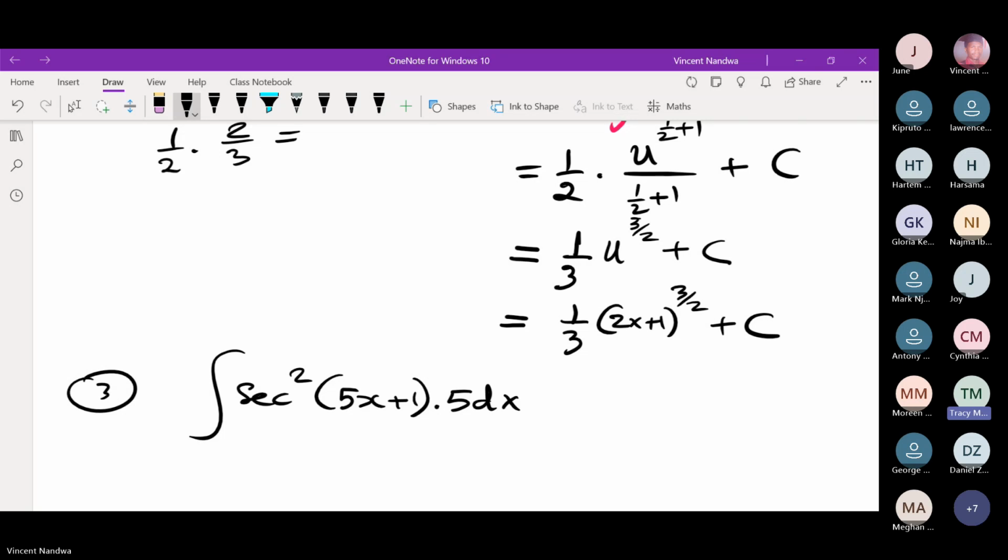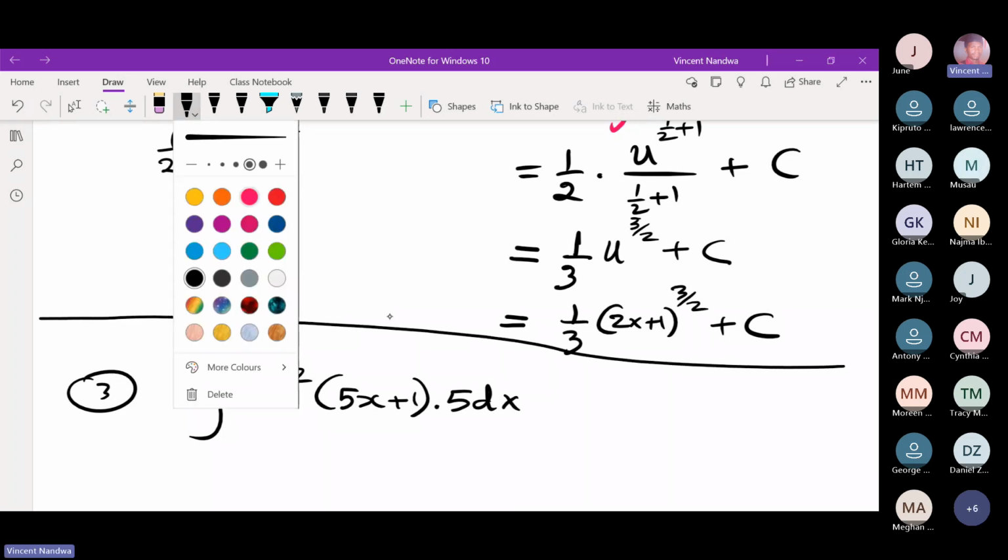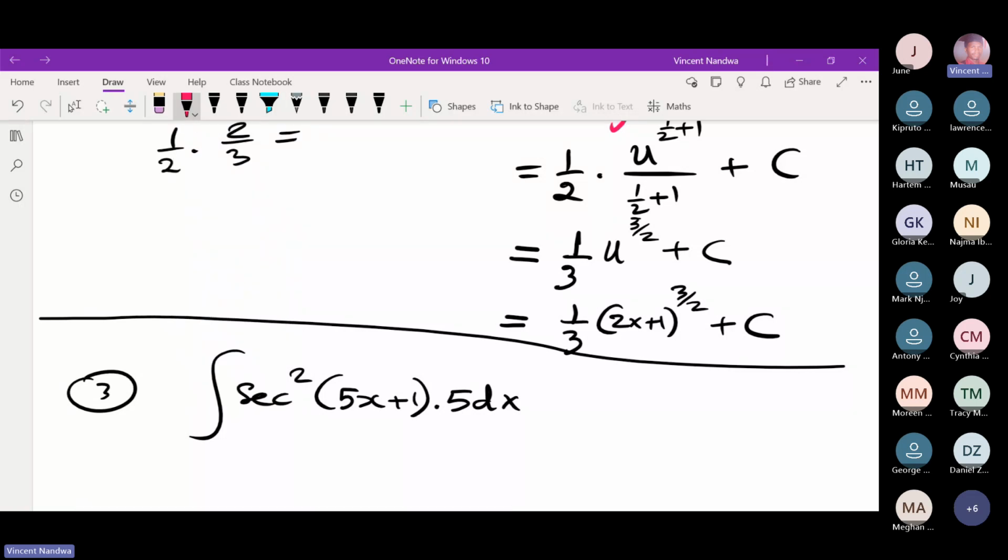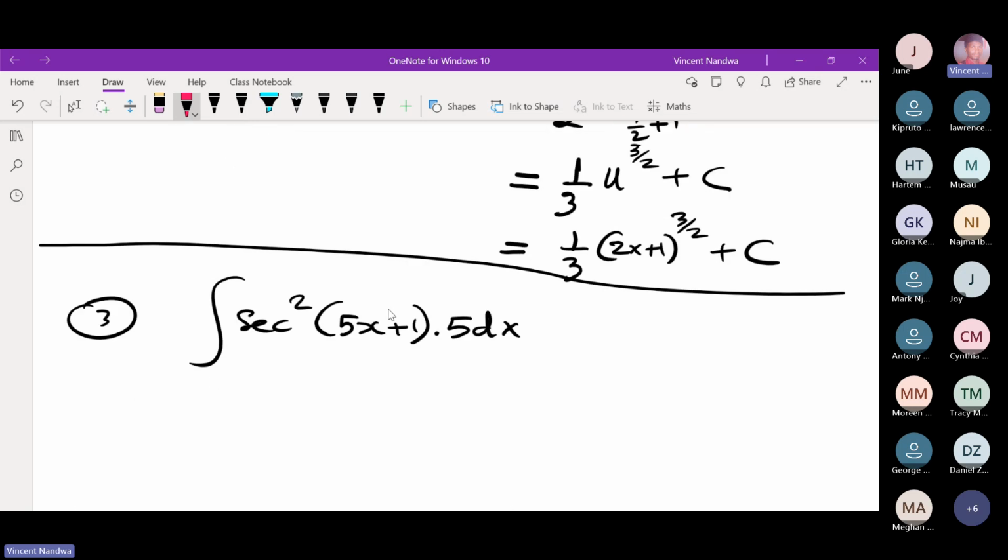So the next one is the integral of sec squared of 5x plus 1 times 5 dx. So the key thing to do is to know what to fix as u. Once you know what to fix as u, it reduces the integral into a standard integral you can evaluate without struggle. So what will be the best choice for u in this case? 5x plus 1, correct.